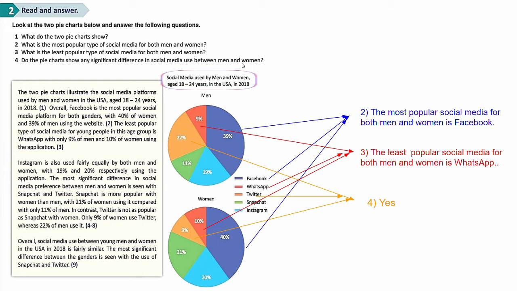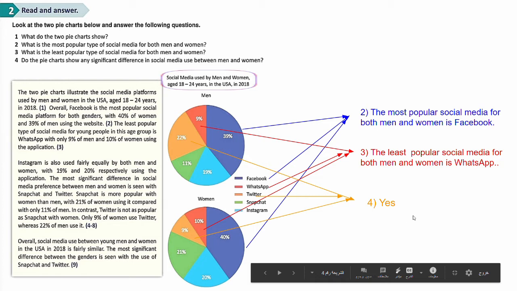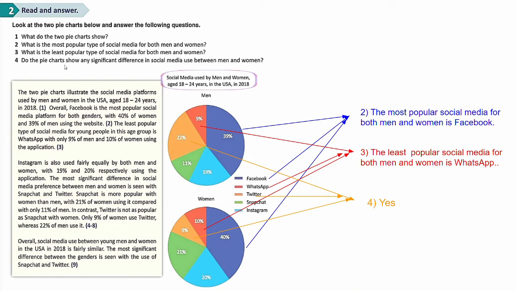Concerning question number 4, do the pie charts show any significant difference in social media use between men and women? Of course, here there is a significant difference, as we noticed here with Twitter. We have 22% for men and only 9% for women. So the answer is yes. And this is called the most significant difference in social media. Good.